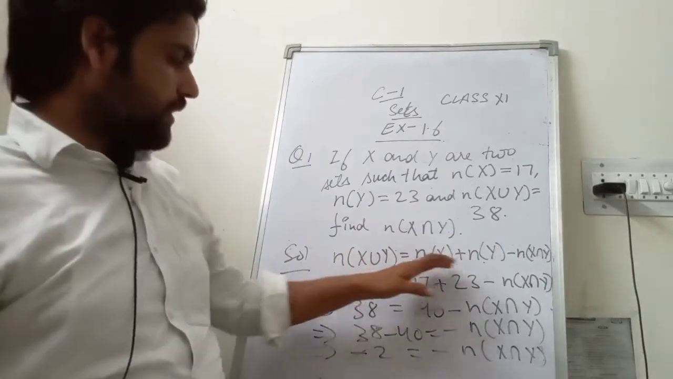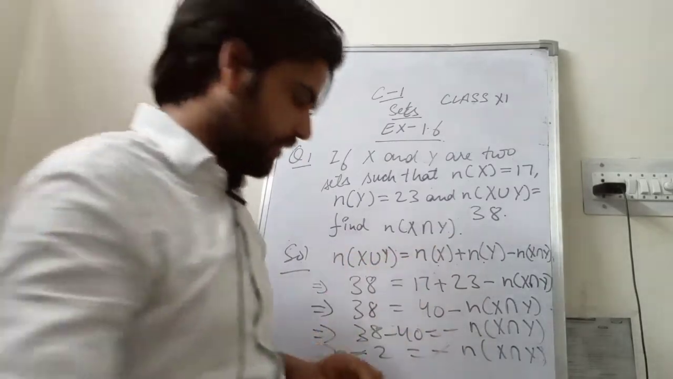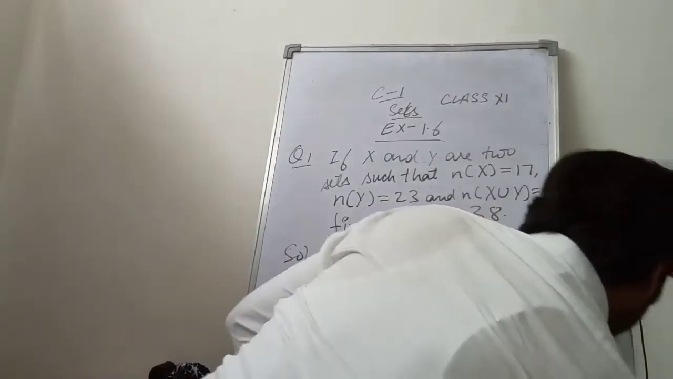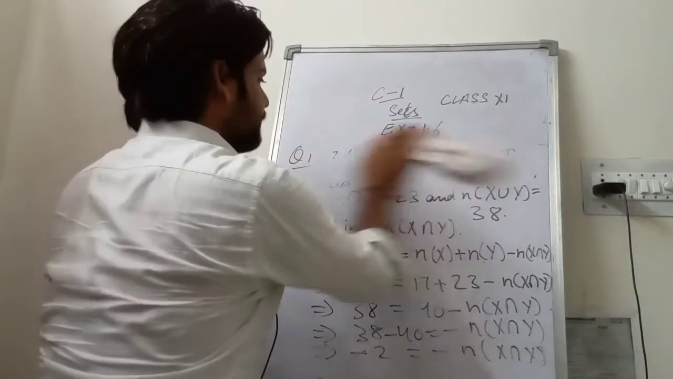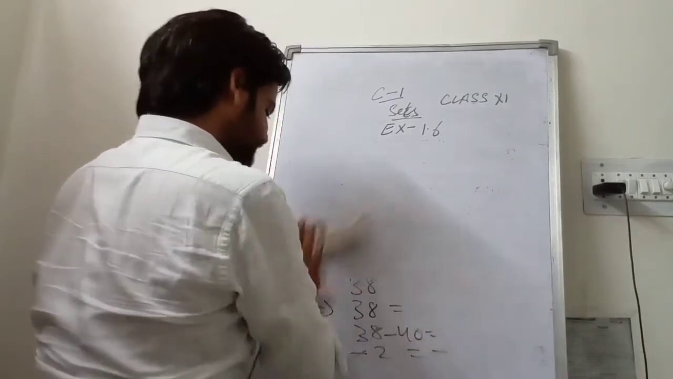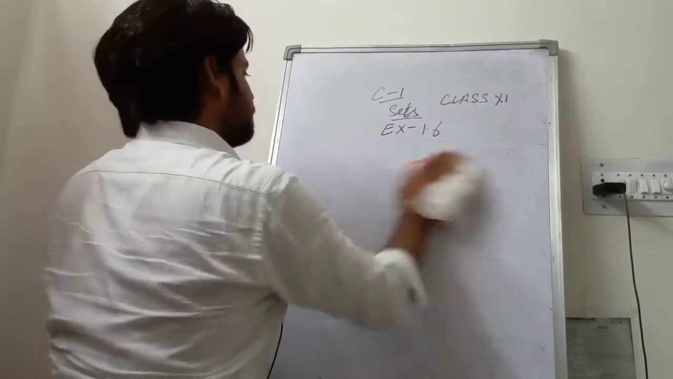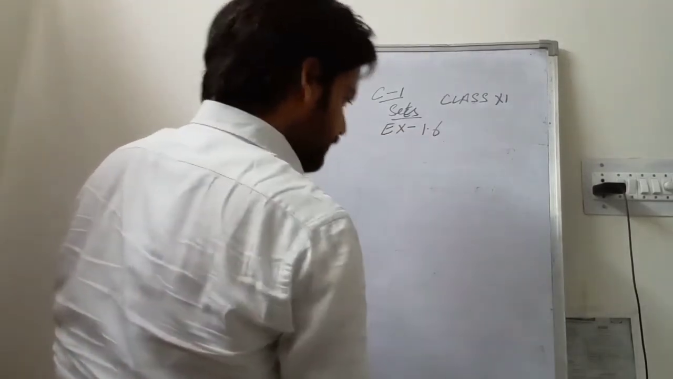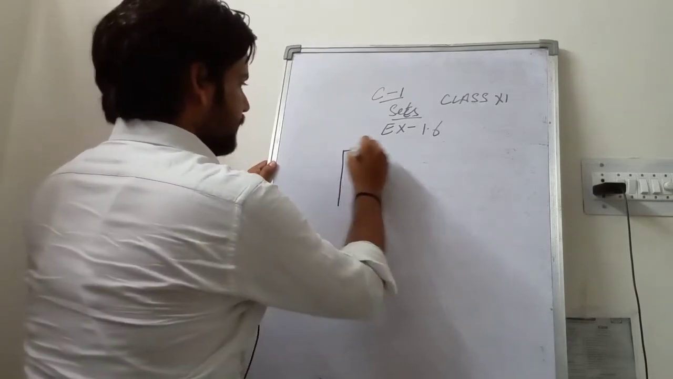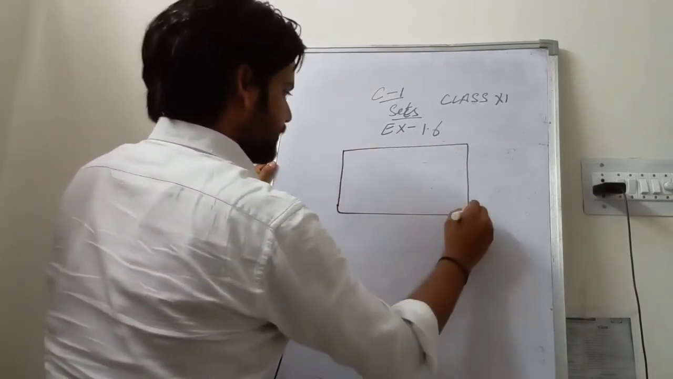This formula, how it came, we'll understand with the help of a Venn diagram. It will take a minute. Nothing else is there, not much to explain with that formula. So see here how this formula came. Let's say I have this using a Venn diagram. I'll just explain it. Let's say this is your universal set.